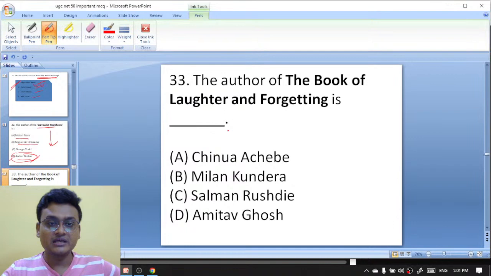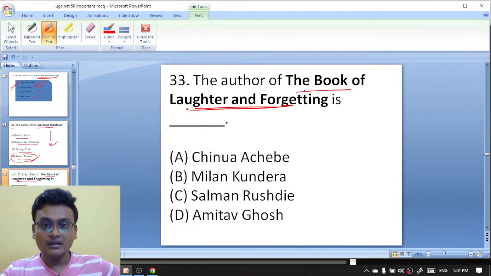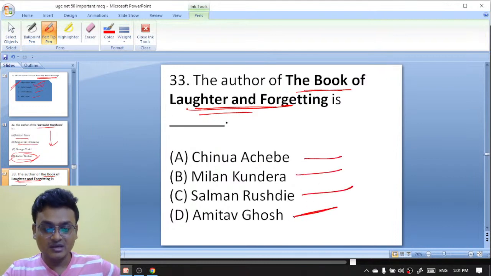Moving on to question 33 here. The author of The Book of Laughter and Forgetting: Chinua Achebe, Milan Kundera, Salman Rushdie, or Amitav Ghosh. Who has written this? The Book of Laughter and Forgetting. It is actually Milan Kundera. Milan Kundera has written The Book of Laughter and Forgetting. B is the answer here.